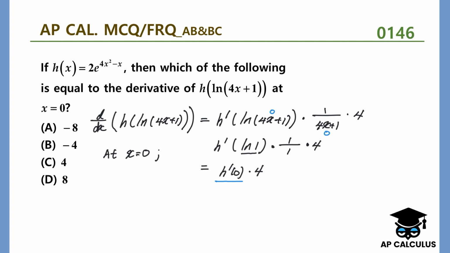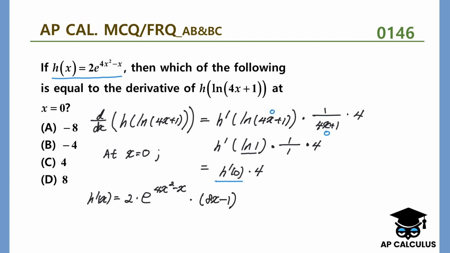The function h of x is given right here. So let's find the derivative of h first. Here h prime x is equal to, leave the constant, and that's exponential, right? Then we have to rewrite the whole function, e to the 4x squared minus x, times the derivative of this, right? So that's 8x minus 1.